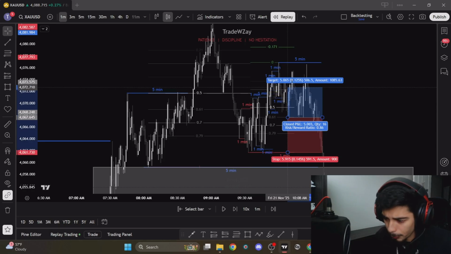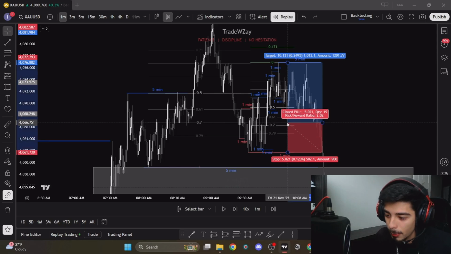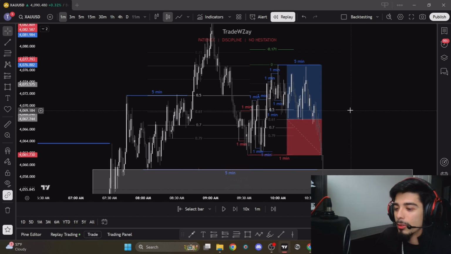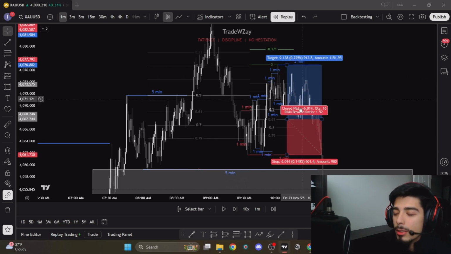But yeah, 0.61 is normally like my sweet spot, you know, 0.61. So that way it just makes it a little bit easier for me. And whenever price is doing its thing, it's typically doing it above my entry.